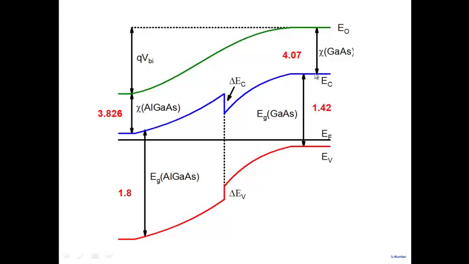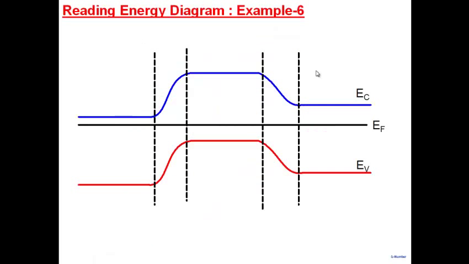Then go up to this particular point here, QVBI. Come down here. We know this here. Come down to this particular point here. We know what this point is because we know EF minus EV. So as you go around the loop, starting from here, and come back here, you will end up getting the value of QVBI. What is the built-in voltage inside my heterojunction here?